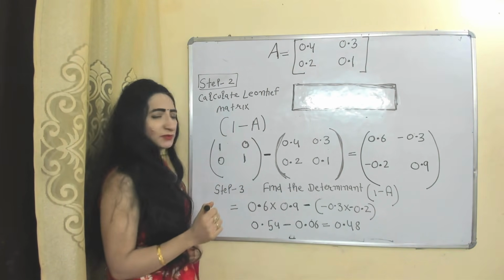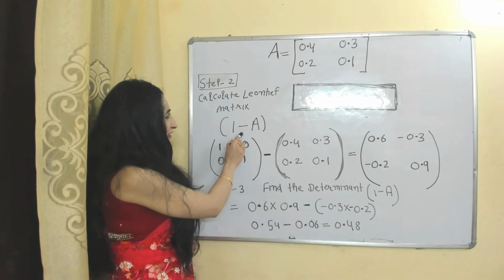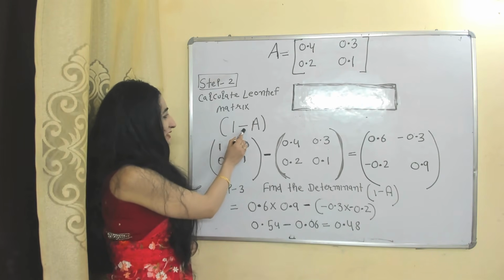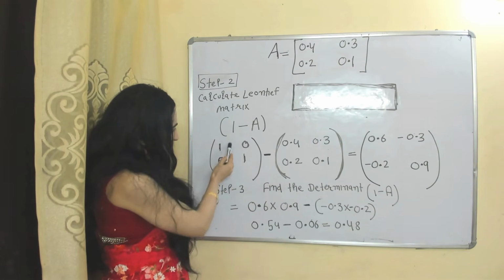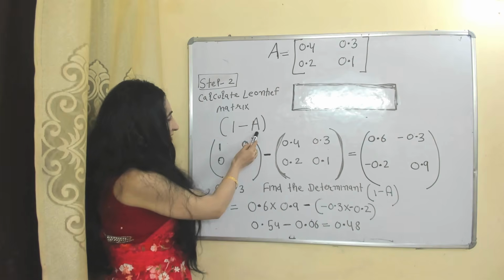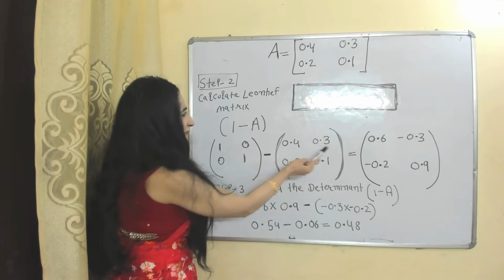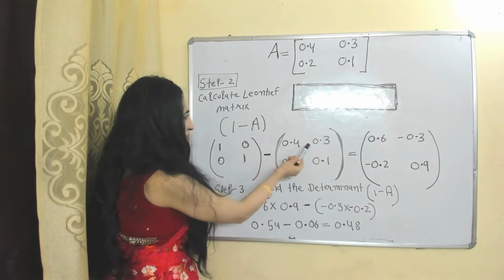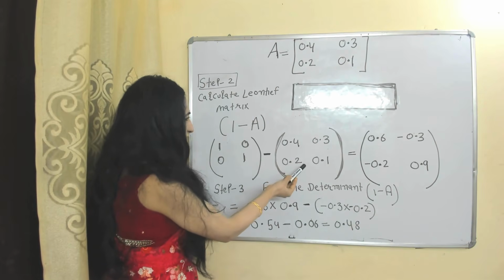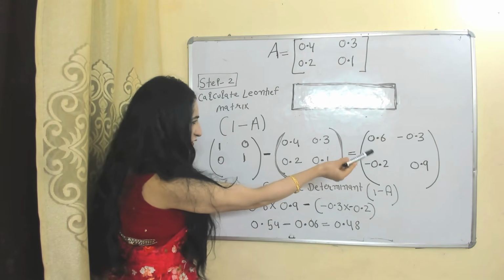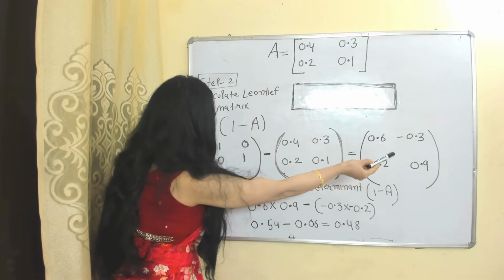In the second step, we will calculate the Leontief matrix. This is the formula to calculate the Leontief matrix: I minus A. Here I represents the identity matrix. So this is the 2 by 2 identity matrix and this is our A. So I minus A: 1 minus 0.4 equals 0.6, 0 minus 0.3 is minus 0.3, 0 minus 0.2 is minus 0.2. Similarly, 1 minus 0.1 equals 0.9.